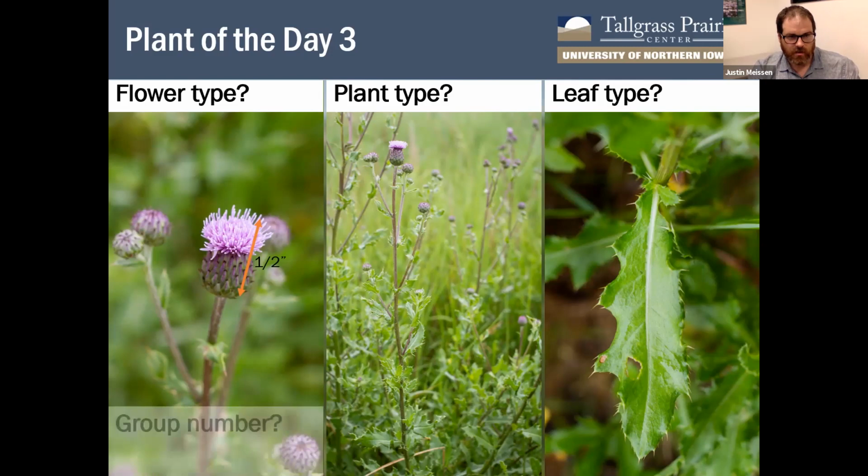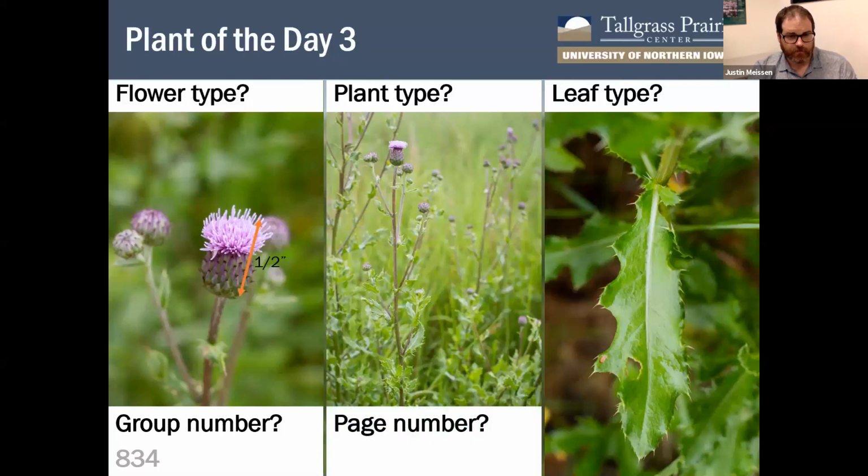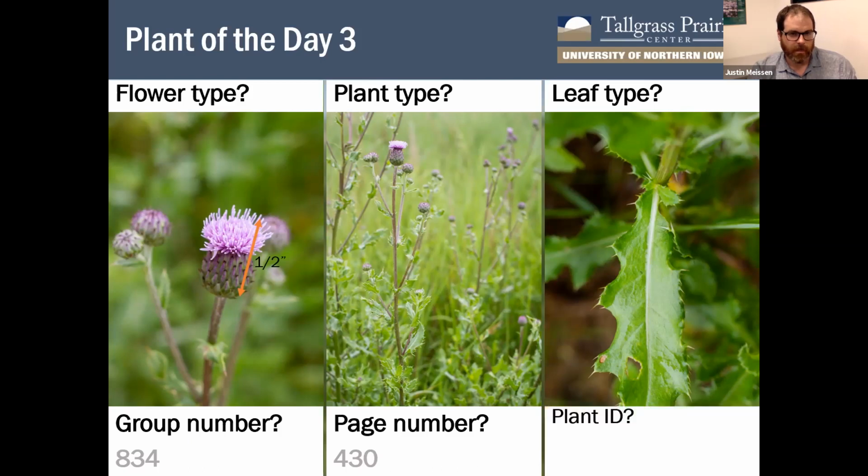Okay, so what's our group number with that? 834. And the page number, if we look at the key, it looks like we have some irregularly lobed and prickly leaves. So that will lead us to page 430. And what is the plant ID? Looks like the flower heads are less than 1 inch tall. So that's Canada thistle. And that is one of the most common weeds in CRP plantings.